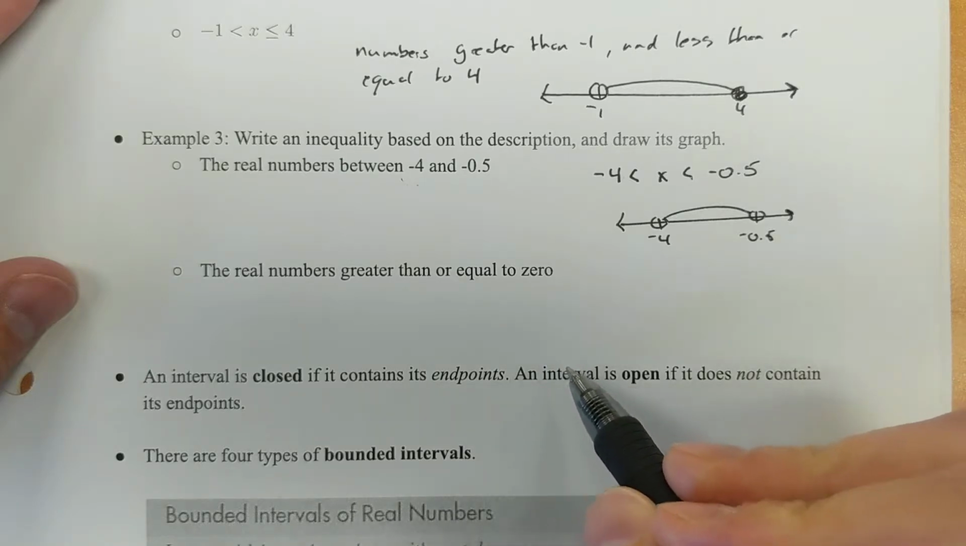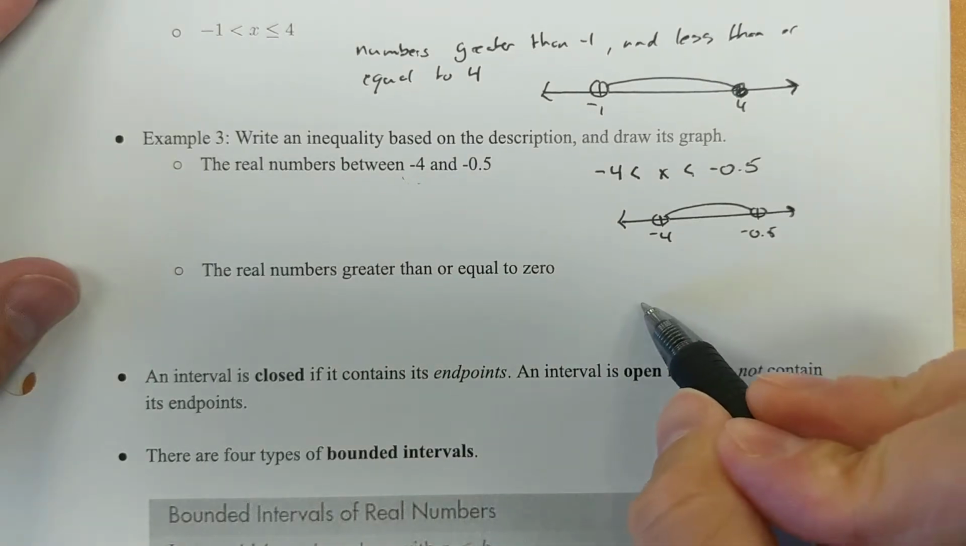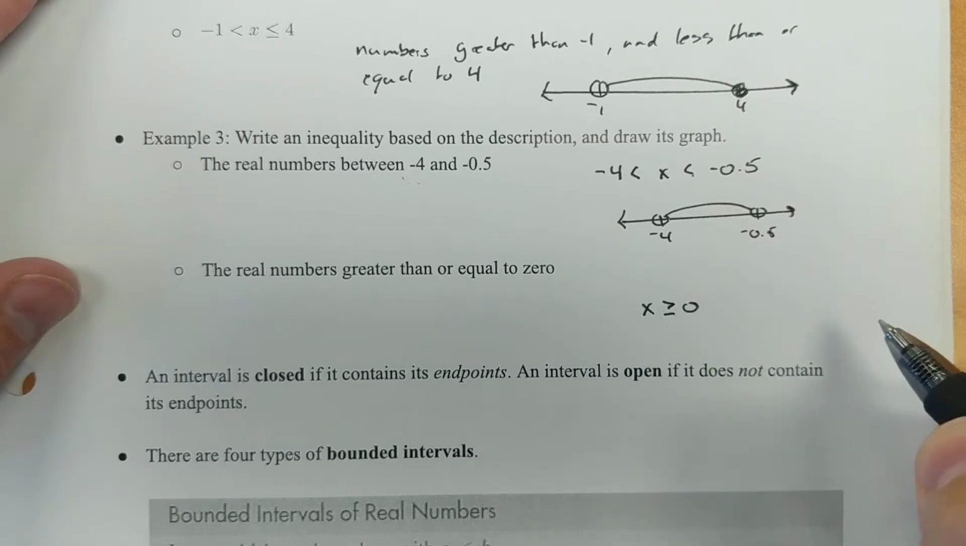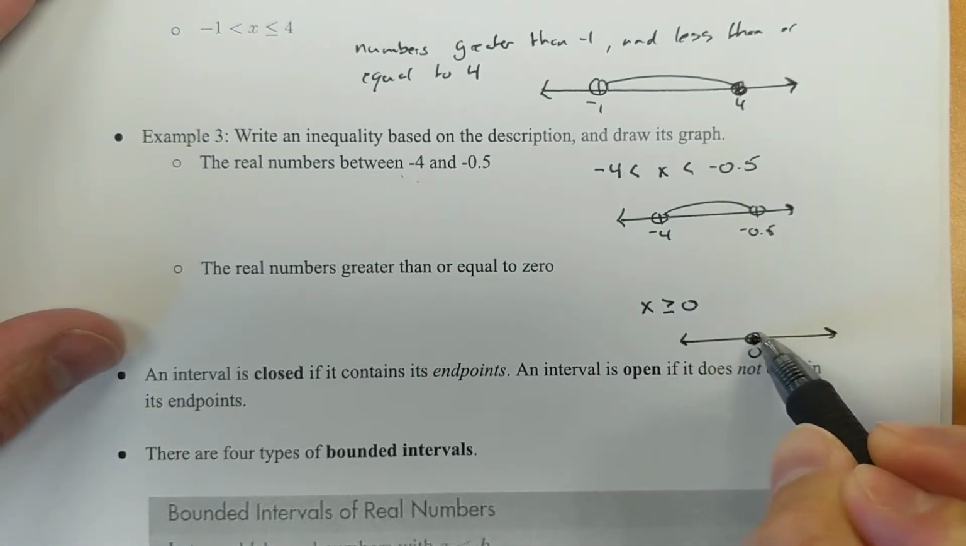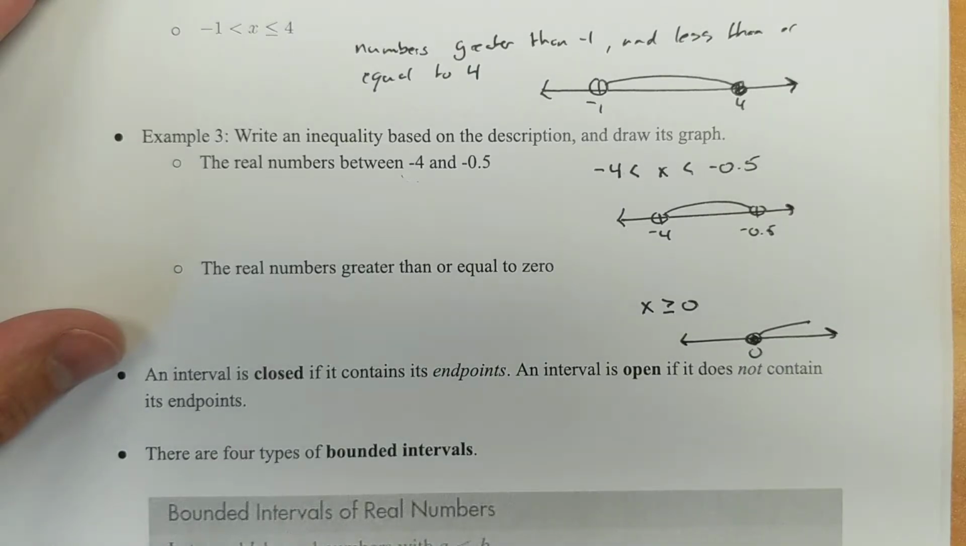Real numbers greater than or equal to 0. So x ≥ 0 would be your inequality. And on a number line, 0, closed dot, going to the right, greater than.